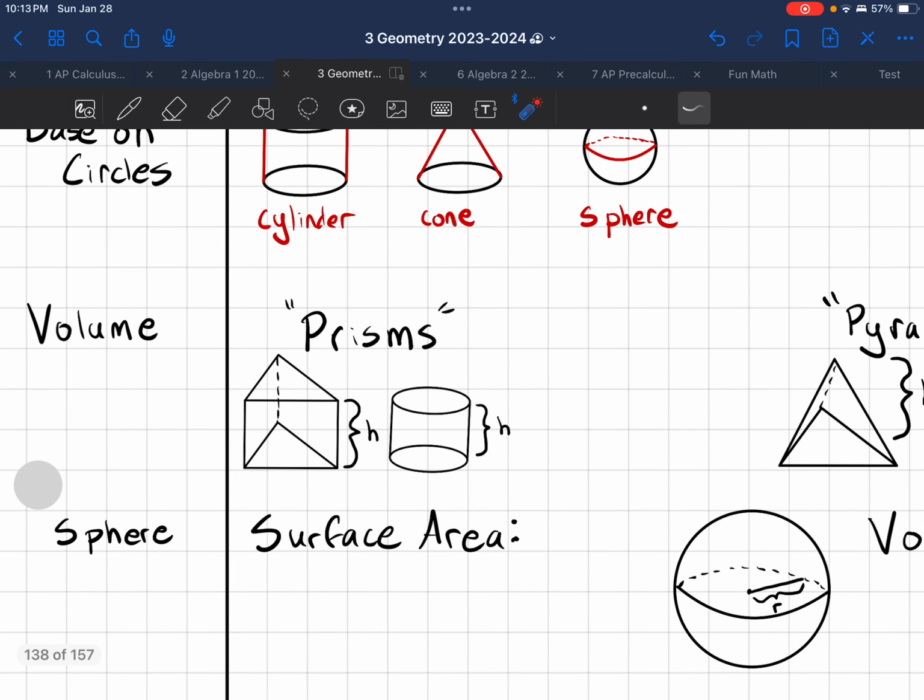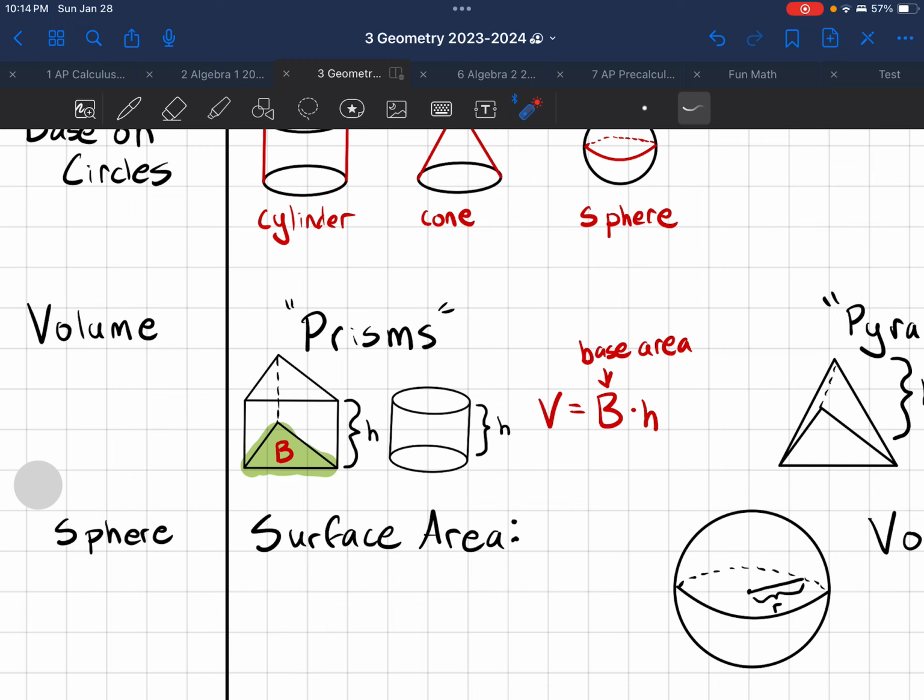So what you do is you take the area of your base shape. In this case, the base shape is this triangle down here. So I'm going to call this B for the base. The volume is always going to be the base shape area times the height. So B is the base area. If you take the base area and you multiply by the height, done. That's a prism.